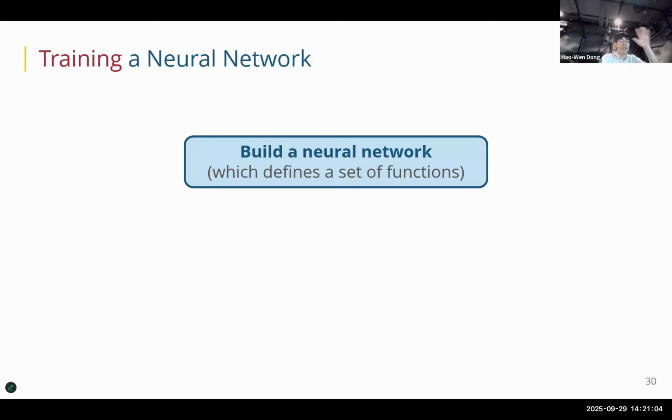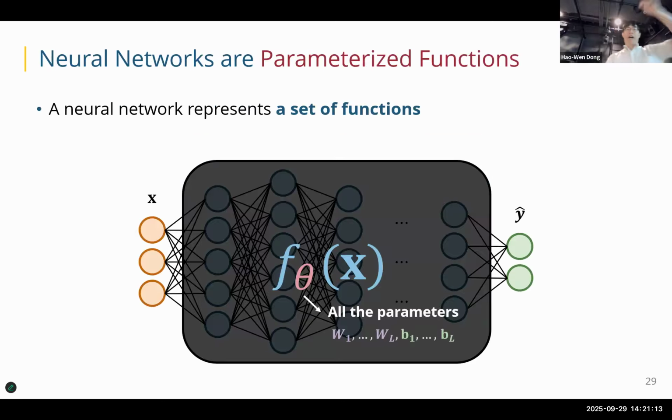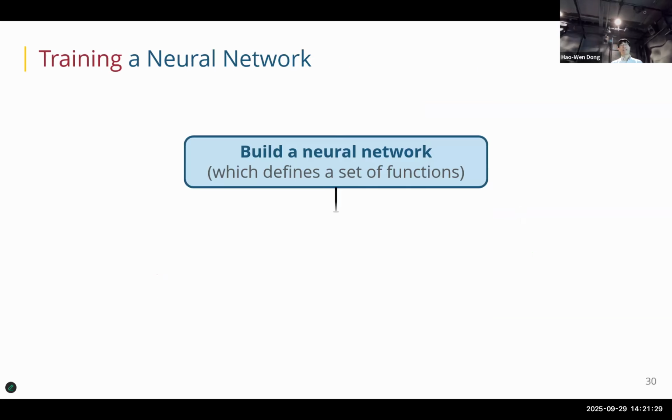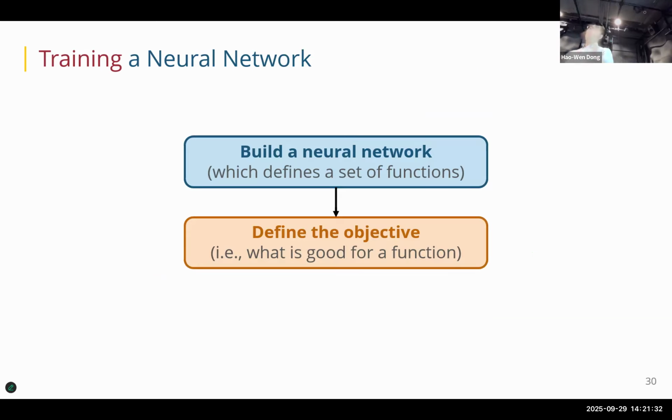Cool. So this pretty much is what we want to do when we want to train the neural network. We build a neural network, something like this, and it defines a huge set of functions, where each combination of the parameters, the weights and biases, defines one single possible function. Now we want to define the objective, so we want to see what's good for a function. Think about the case of bear weight and age estimation.